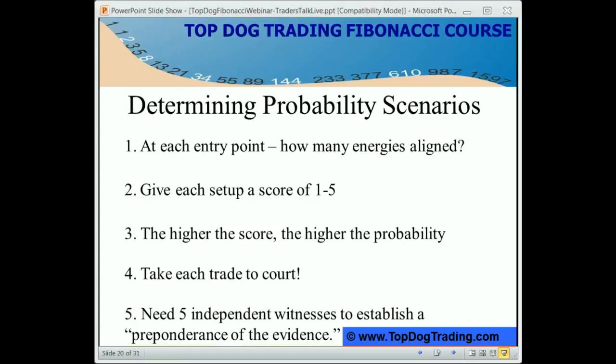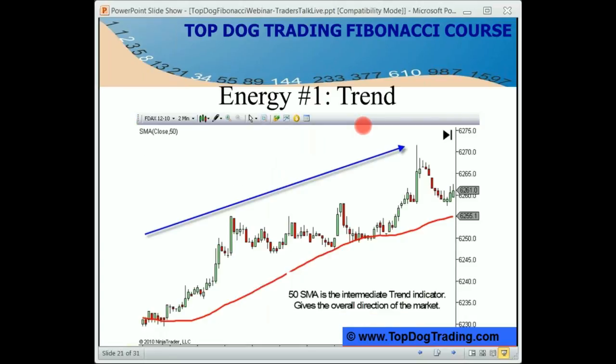So these 5 energies, the reason I use these 5, and there's more you can use, by the way, there's velocity, there's volatility, and volume, and they're all good stuff. But these 5 are, for me, the ones I use on every single trade. And the reason for that is that these 5 energies are each non-correlated to the other 4. So when you get 5 non-correlated energies all aligning, that's what gives you your probability scenario.